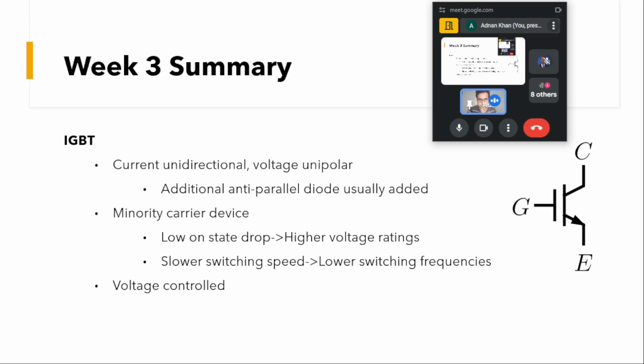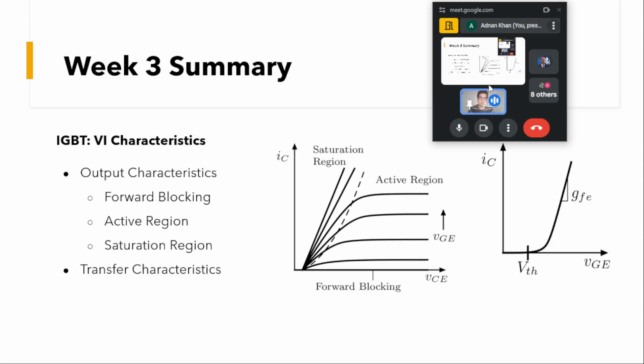Moreover, it is a minority carrier device with a low on-state drop, because of which the voltage ratings of these devices are higher. Being a minority carrier device, we have a tailing current and it takes more time to turn off, so we cannot switch IGBTs at higher frequencies compared to the MOSFETs. Besides this, another feature is that it is a voltage control device.